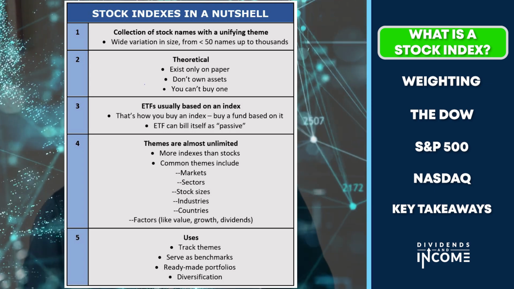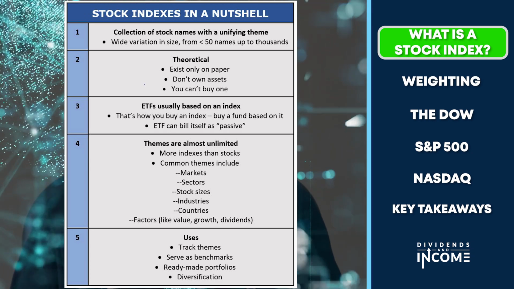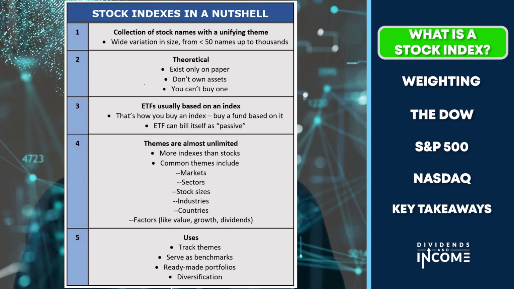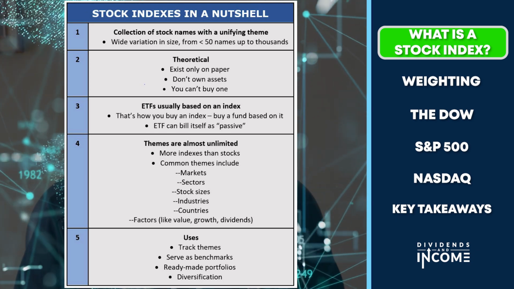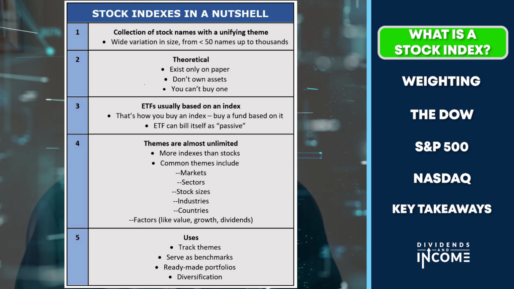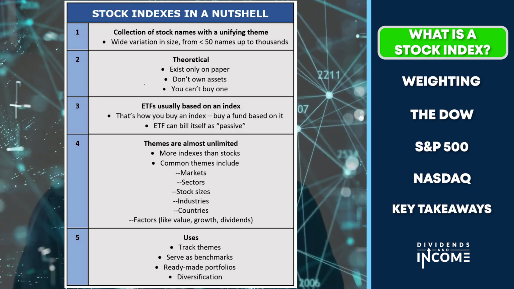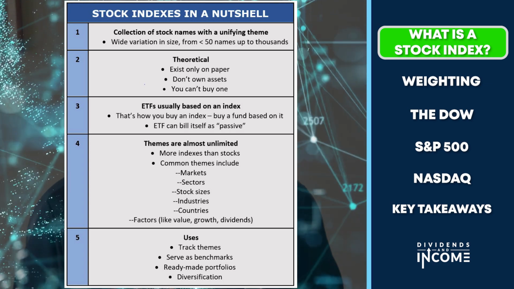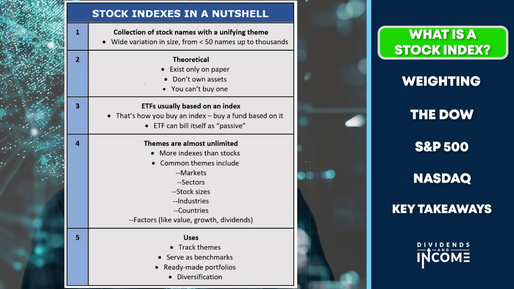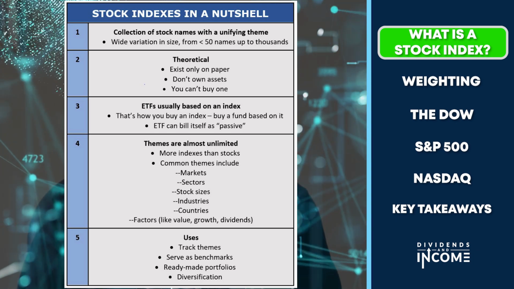Number three, ETFs are usually based on an index. In fact, many indexes are created from a marketing point of view so that an ETF can be designed and sold based on the index. And that's how you buy an index. You don't buy the index itself, you buy an ETF based on it. That way, the ETF can bill itself, and they all do this, as passive indexing in the sense that you buy the ETF and you own the ETF's portfolio.